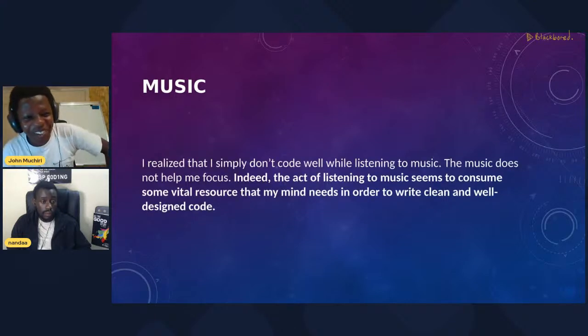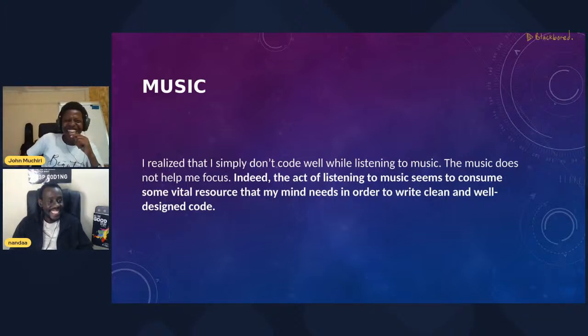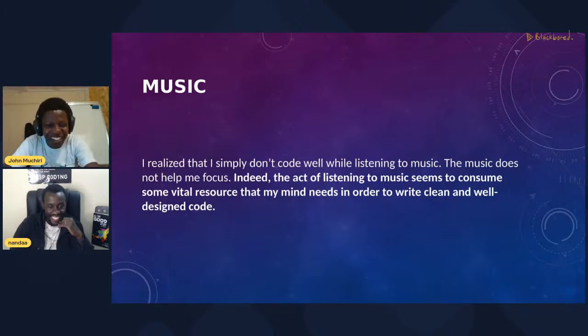I'm going to talk about music. I know it's an illusion that every programmer you see must wear headphones and listen to music. Like right now, you're listening to some beats. I can hear the volume. He has just turned up the volume.